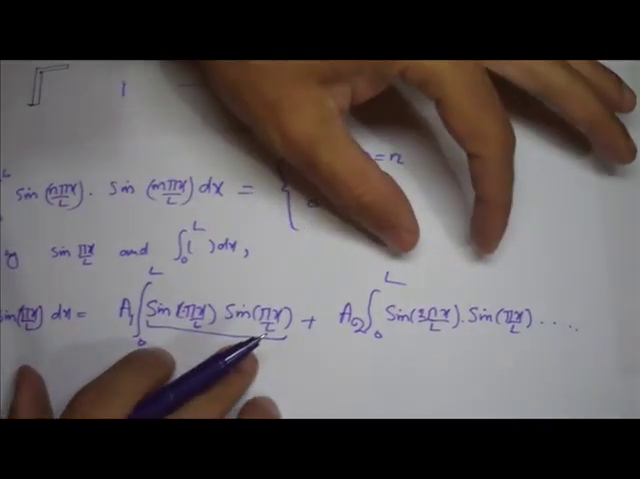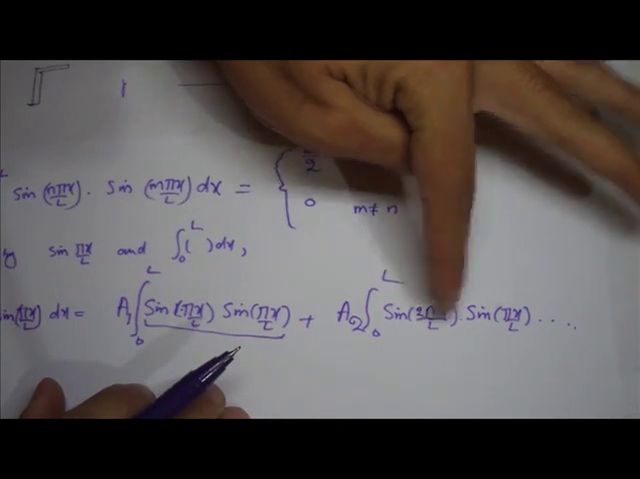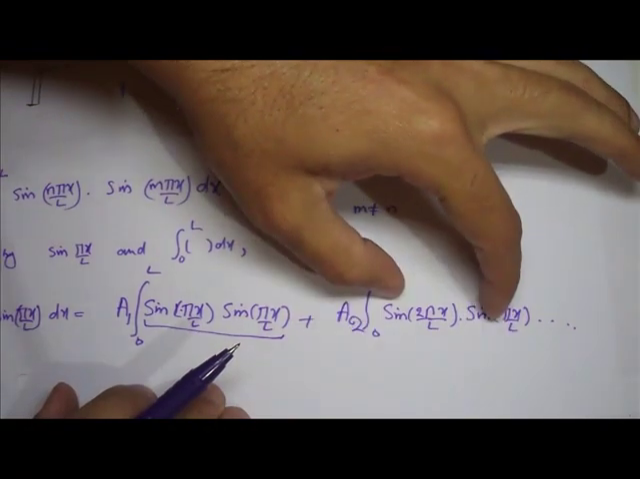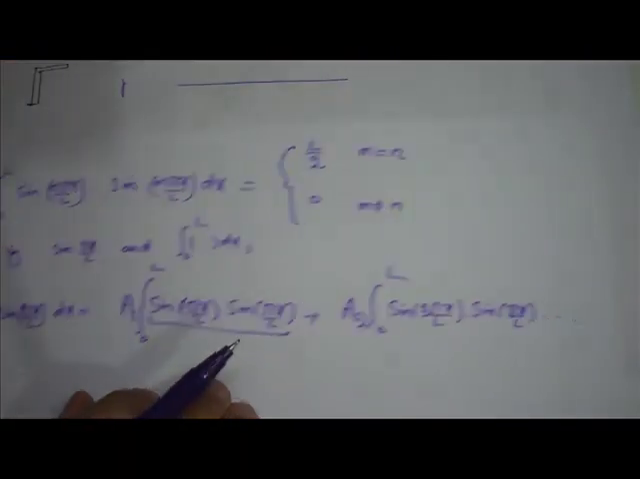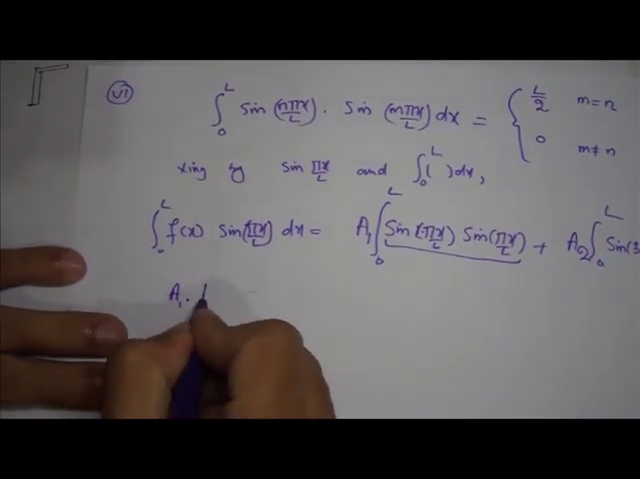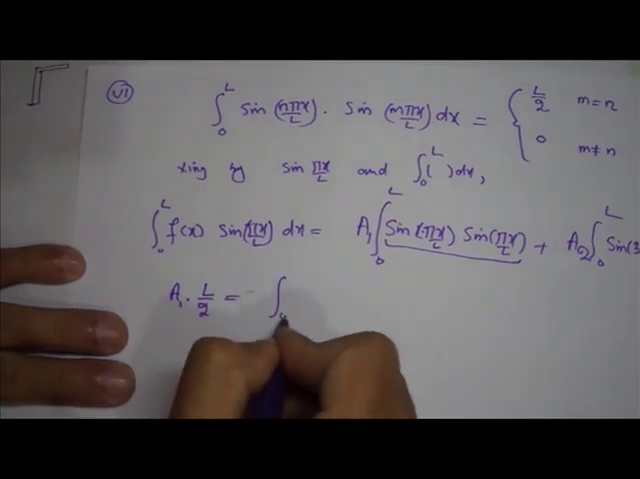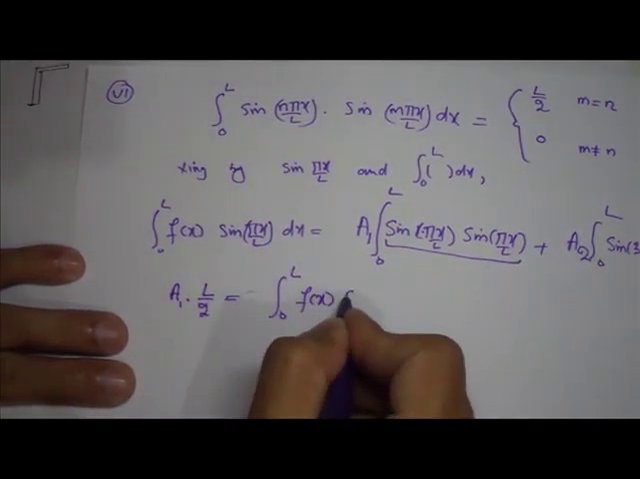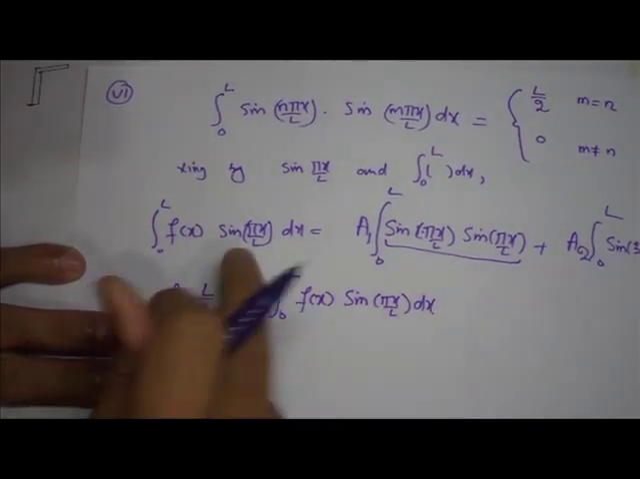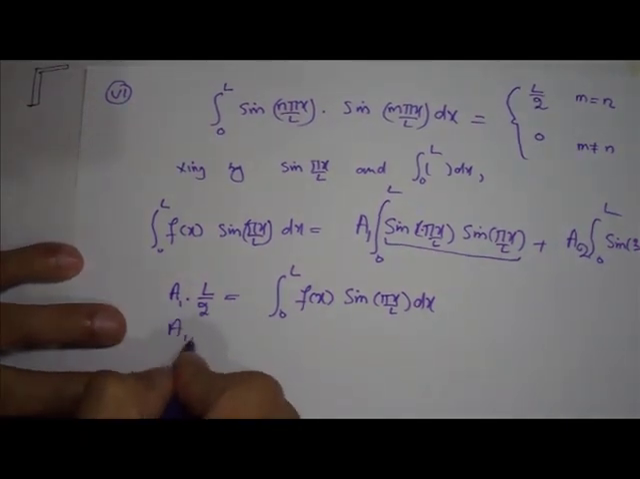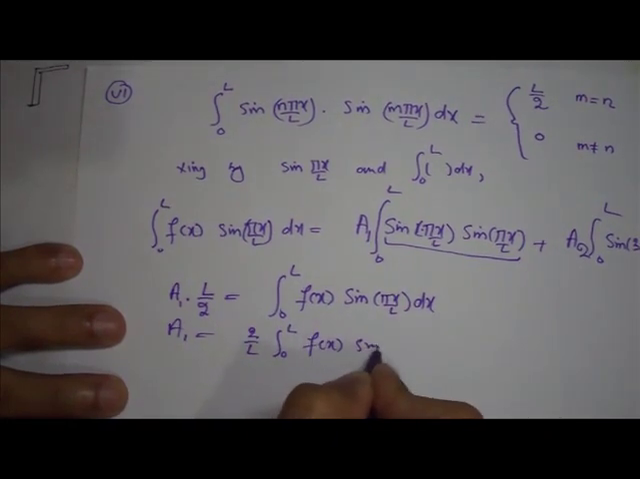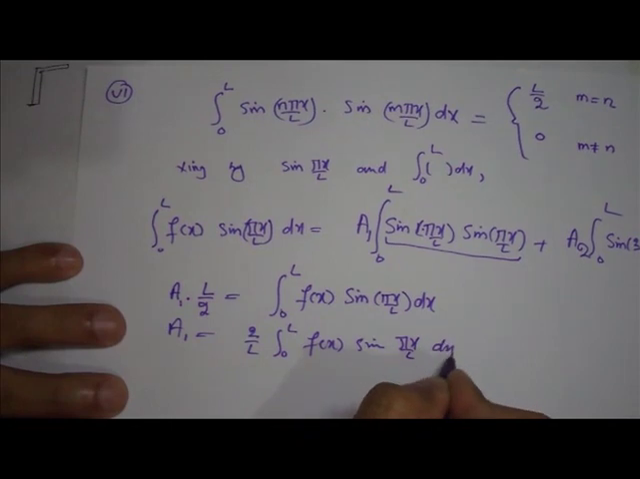Now what about this one? In this integral the value of n is 2 and the value of m is 1, so this integral must be 0. The next integral must also be 0, so we get a1 into L divided by 2 is equal to the integral from 0 to L of f(x) sine pi x over L dx, or a1 is equal to 2 over L times the integral from 0 to L of f(x) sine pi x over L dx.